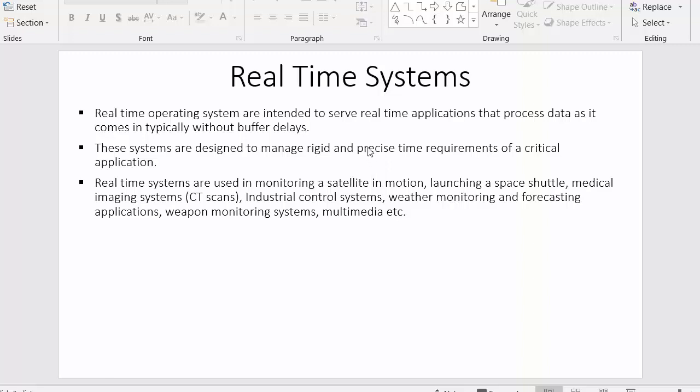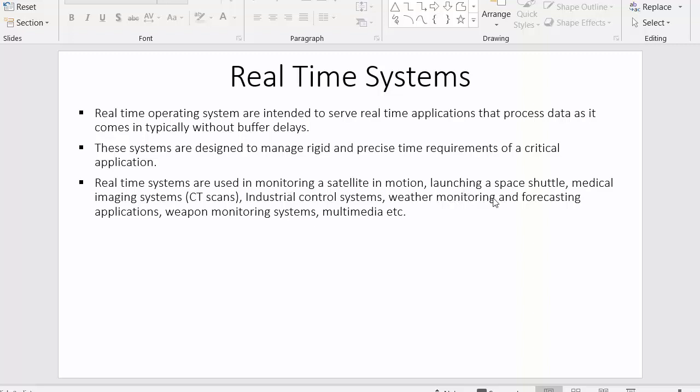In those situations these real-time systems are used, like in the cases of airlines monitoring systems. Here I have mentioned a few of the examples. Real-time systems are used in monitoring satellites in motion. At the time when we are releasing the satellite, that is the crucial moment. At that time anything can happen. So these systems are capable enough of monitoring the time to time, second by second detail of those situations. So these real-time systems are capable enough of monitoring those time critical situations.